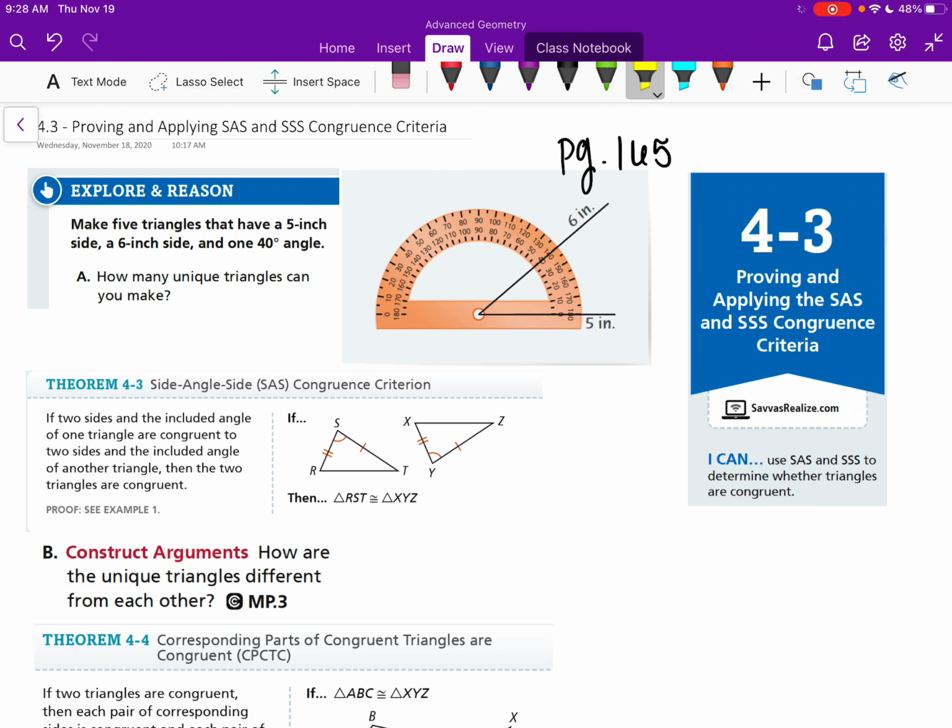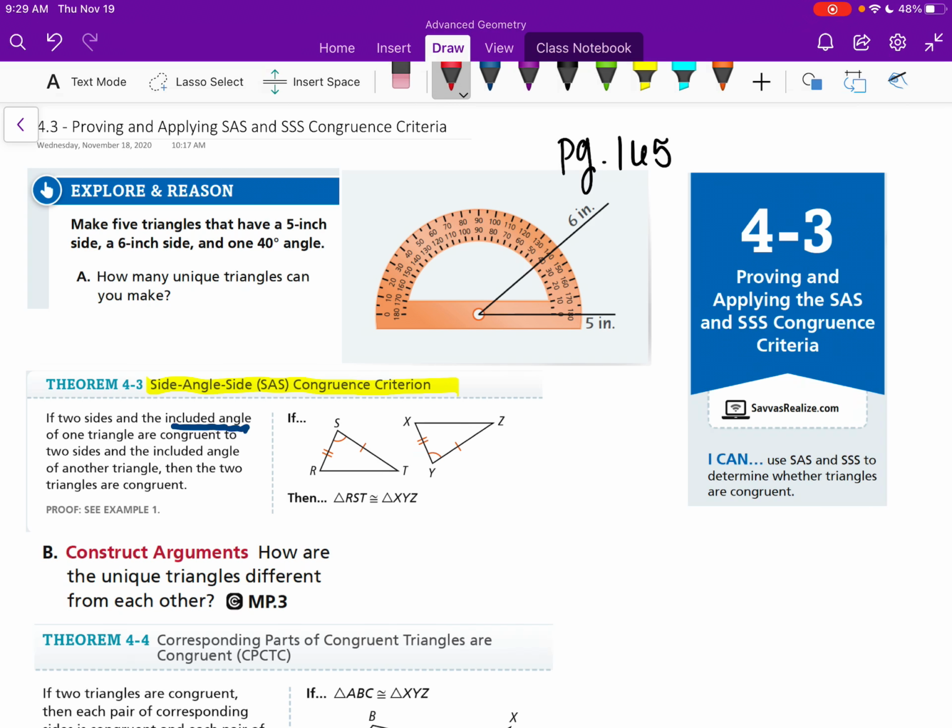The first one is the side angle side congruence criterion. And what it is saying is if we have two sides of a triangle and the included angle, take note that included angle just means the angle between those two sides. If we know that they are congruent, then the triangles are congruent.